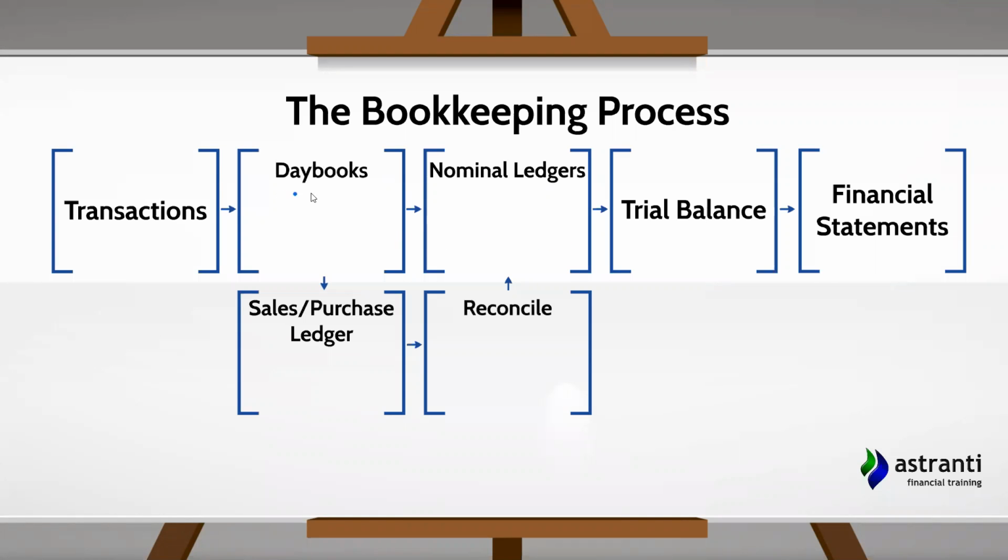So we have the recording of transactions in Daybooks. We have the transfer of these transactions to the nominal ledgers. We've got our sales and purchase ledgers, which we can see operate slightly outside of this process. And then we've got a reconciliation between these ledgers and our nominal ledgers, okay? So it's going to be these four middle steps that I'm going to focus on purely from a time perspective in this video today.